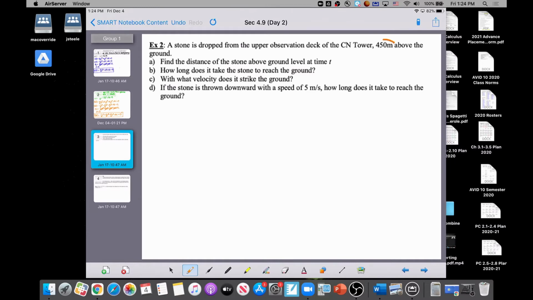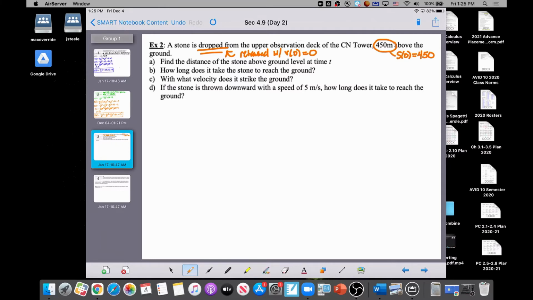So I'm just going to jot down some information right here. This right here tells me that s of 0, my position function, is 450. I'm going to need that later at some point. And if it's dropped, this also tells me that it's released with 0 velocity. We're not throwing the rock down, we're just simply letting it go, and it's falling of its own gravitational pull towards the ground. So this means that it's being released with an initial velocity of 0. So v of 0 is 0. That's going to help us find c for our velocity function.